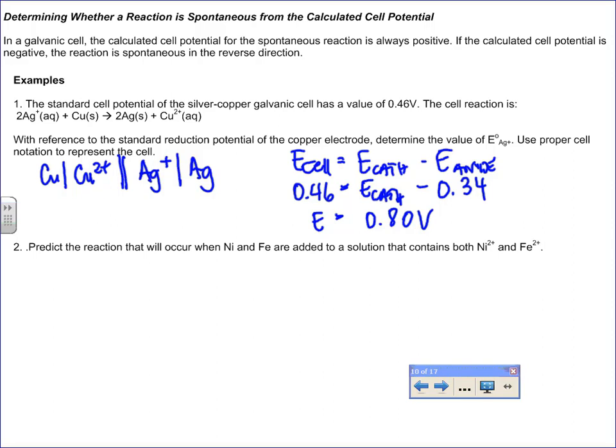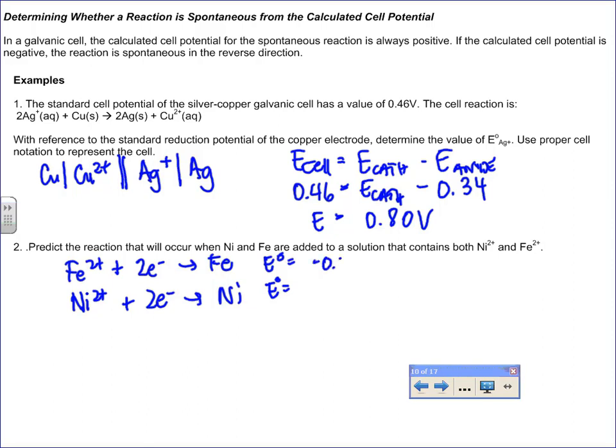Number 2, it asks us to predict the reaction that will occur when nickel and iron are added to the solution that contains both nickel and iron ions. So what we have here is two potential reduction reactions. So the nickel ions could be reduced or the iron ions could be reduced. And what we want to do is look at the reduction potentials of each of these reactions. For the iron, it's negative 0.44 volts, and for the nickel, it's negative 0.25 volts.